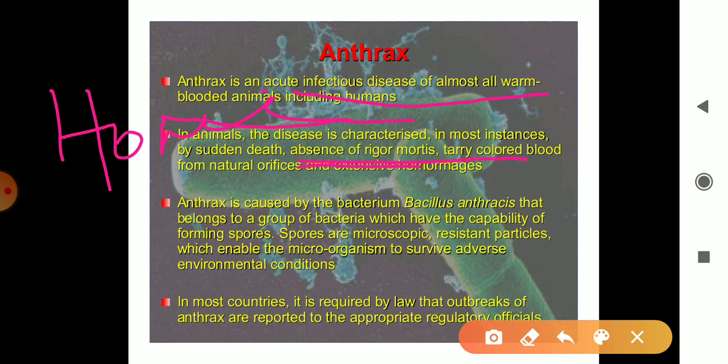Then which organism causes anthrax? The bacterium Bacillus anthracis, which belongs to the spore-forming bacteria. This is a very minute bacterium and is very resistant to adverse environmental conditions. So this disease is very dangerous and strict regulatory measures have been adopted by many countries to eradicate this disease.